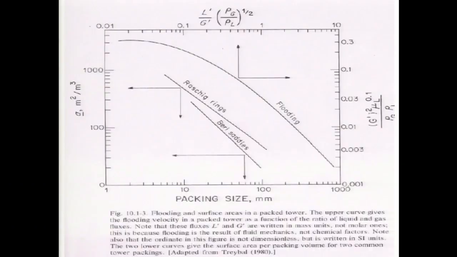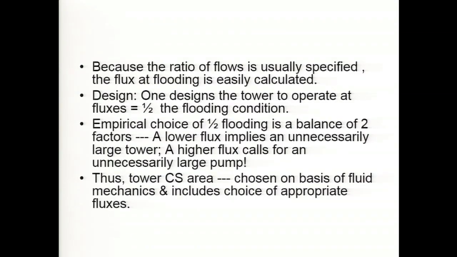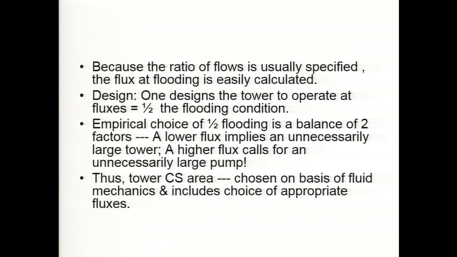There are two factors operating here. What we normally do is, this is a thumb rule or practical wisdom, that we choose to operate our column at half the flooding values. So, if we know G prime and L prime which cause flooding, we rather aim at working with such an area that the gas mass flux is G prime by 2 and liquid mass flux is L prime by 2. The reason is the following.